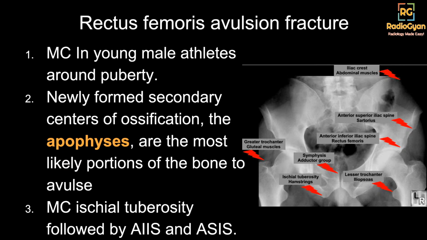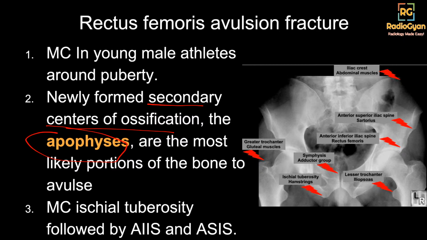An interesting thing which I read while preparing was that they are commonly at these secondary ossification centers, which are also known as apophyses, and because these have not completely formed yet, they are prone to avulsions. So there are two important things here: avulsion fractures occur at these secondary ossification centers, and they occur around puberty when these are not really well developed. That's an interesting thing that I learned.